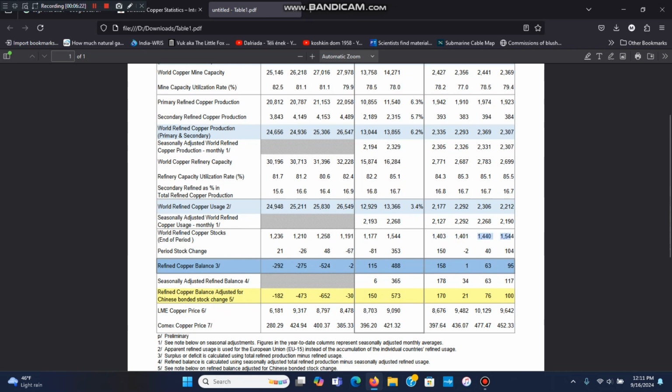These things over here, the refined copper stocks, those are the total amount of excess copper in storage and global inventories. Going from left to right, we have built up over the last 4 months to 1.54 million tons of excess copper in storage.